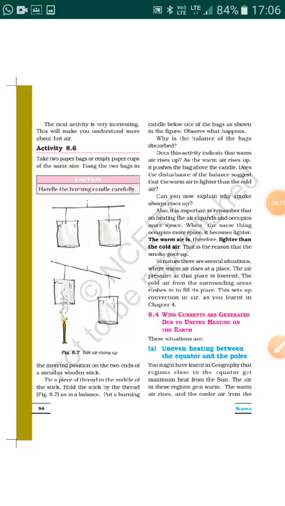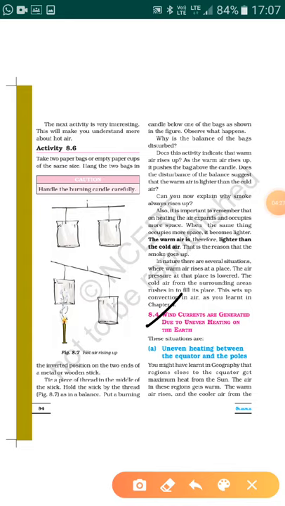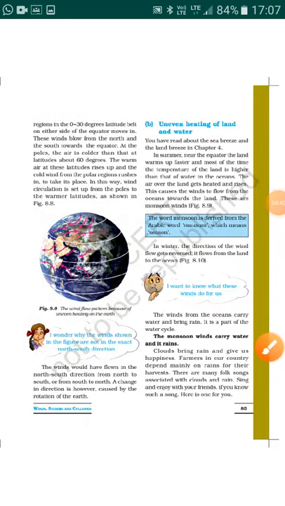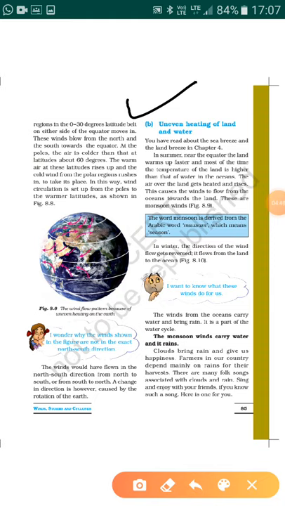Now the next topic is related to wind currents. Here it is written that wind currents are generated or produced due to uneven heating on the earth. There are two situations. Situation A: uneven heating between the equator and the poles. And situation B, which you are already aware of because you have read in the heat chapter about coastal currents or convection currents: uneven heating of the land and water.